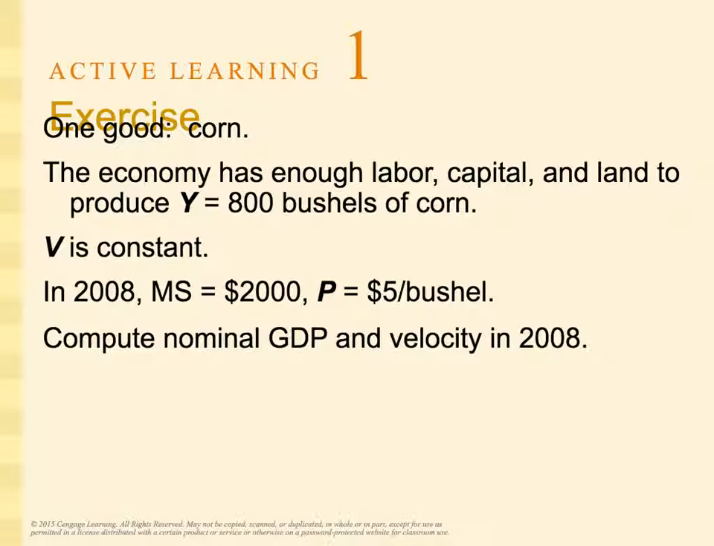Here's another example. So let's say that we have here's our good, corn. The economy has enough land, labor, and capital to produce 800 bushels of corn. Velocity is constant. In 2008, the money supply was 2,000. The price was $5 a bushel. Compute nominal GDP and velocity in 2008.